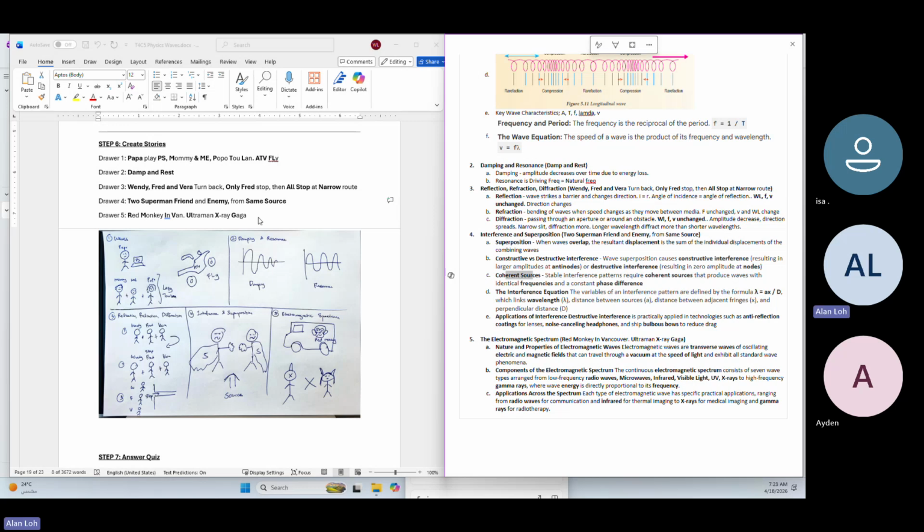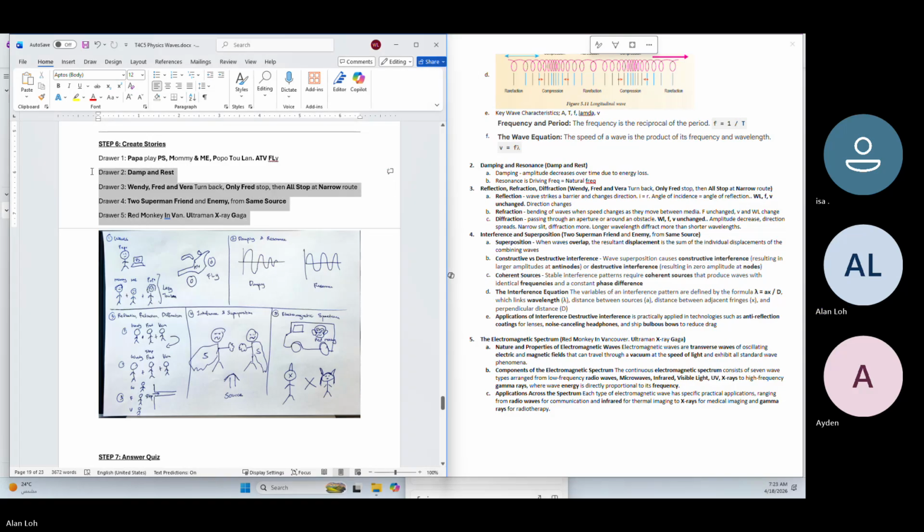Okay, so these are the stories. Remember, these stories are important. Why important? Before we start the class, I told you why it is important. Yeah, I already told you, right? The important thing is for you to have an anchoring point. So these stories are to create anchoring points for the drawers.